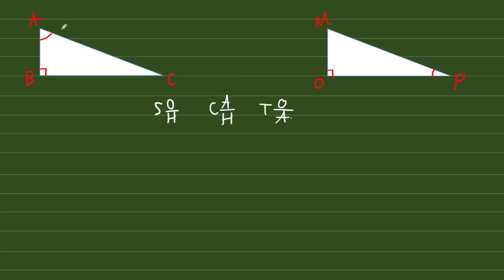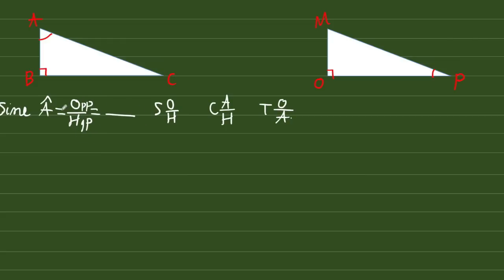For the first example, you have the right angle triangle ABC and the chosen angle is A. I want to determine the ratios of sine, cos, and tan for this angle. So how can I do that? The first one is sine. I write sine of angle A. Sine is O over H, opposite divided by hypotenuse.